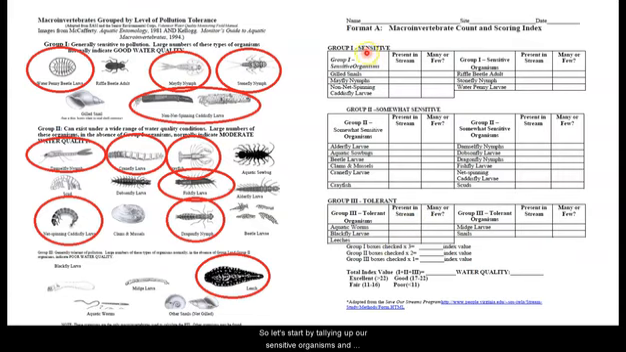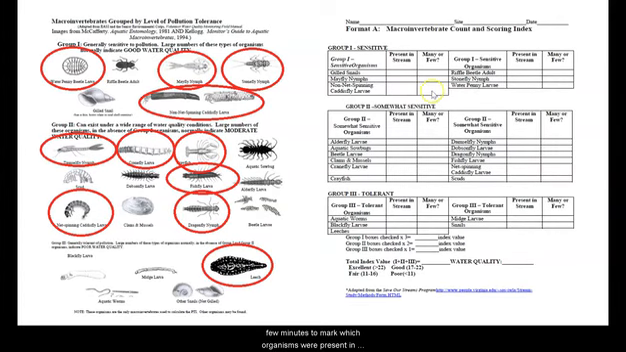So let's start by tallying up our sensitive organisms. And what you will do is mark to see which ones were present in your sample. Pause the video and take a few minutes to mark which organisms were present in your stream sample. Just go ahead and mark a check or an X in the present in stream column next to each of the organisms that we found for all 3 groups, the pollution sensitive, somewhat sensitive, and tolerant. Start the video back up after you've checked off which organisms were present in the stream.